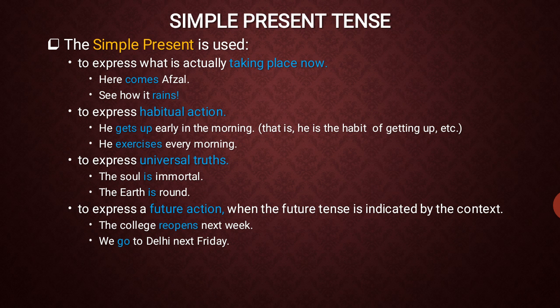Second, it is used to express a habitual action. We can say, he gets up early in the morning. That is, he has the habit of getting up early. And he exercises every morning. Another thing, the simple present is used to express universal truths also. The soul is immortal, the earth is round. So this is a universal truth.